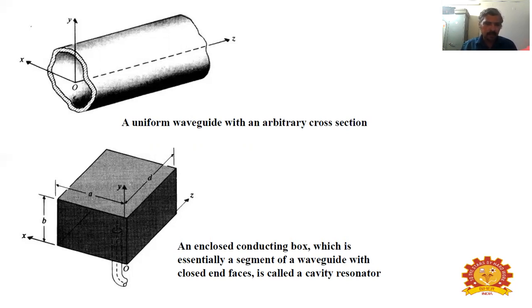We have three axes, X, Y, and Z, where B refers to the height of the box, D refers to the length, and A refers to the width, and probably you could understand from the diagram what a cavity resonator is.